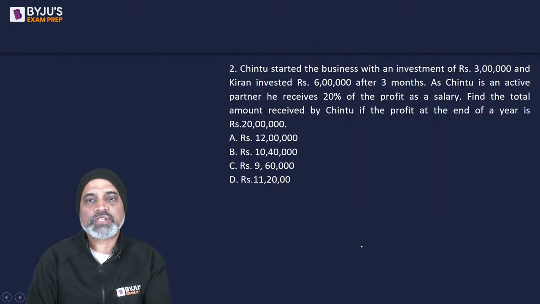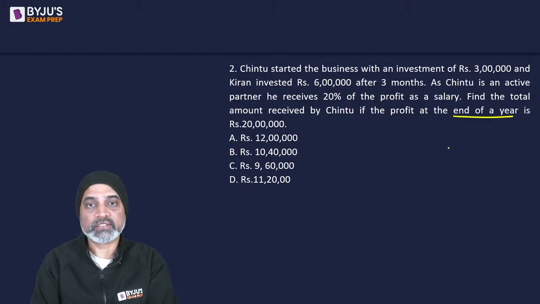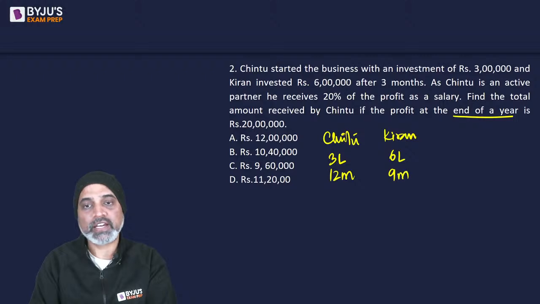Okay, next question. Chintu started the business with an investment of rupees 3 lakh and Kiran invested rupees 3 lakh after 3 months. As Chintu is an active partner, he receives 20% of the profit as his salary. Find the total amount received by Chintu if the profit at the end of the year is rupees 20 lakh. So since we're talking about 1 year, Chintu invested 3 lakh rupees for 12 months. And Kiran invested 6 lakh rupees after 3 months. That means she invested for 9 months.